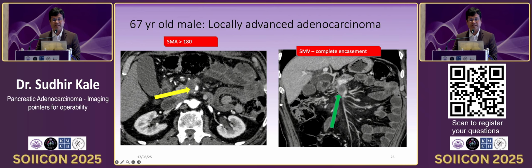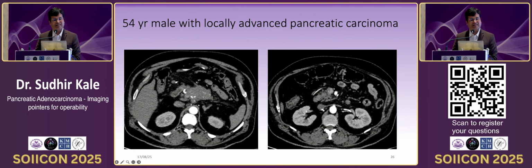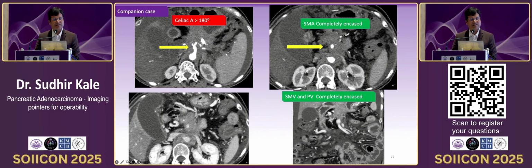Superior mesenteric vein is completely encased, almost occluded. So this is unresectable. Another 54-year-old with locally advanced disease, you can see the lesion is completely involving the celiac axis, the celiac artery here, and here the SMA is free, but since the celiac axis is involved, it makes it unresectable. Another companion case showing the celiac axis entirely involved more than 180 degrees, and the SMV is also involved.